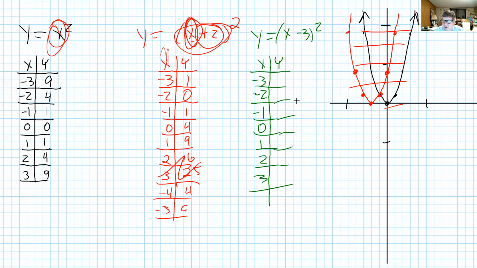So what do you think that's going to look like? If the plus 2 moved it 2 units to the left, what would the minus 3 do? It would move it 3 units to the right. So I can take this point and go over 3, and this point and go over 3, and this point and go over 3, and this point and go over 3. And let's see here, over 3, and I get this graph.